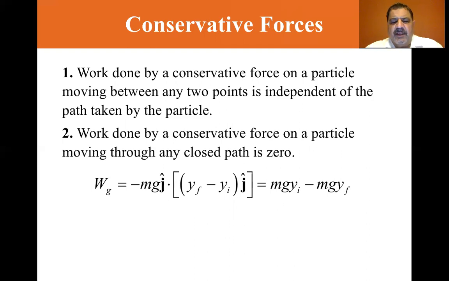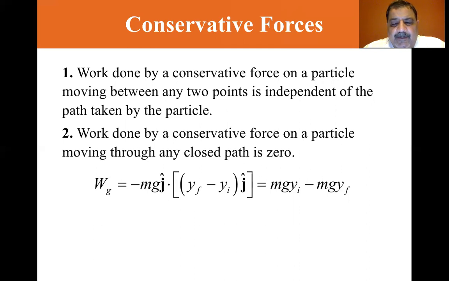and Wg depends only on the initial and final y coordinates of the object, and it's independent of the path. Whether it drops down like this or whether it goes down a track or down a ramp, the change in potential energy is only dependent on the y coordinate. Wg equals 0 when the object moves over any closed path.